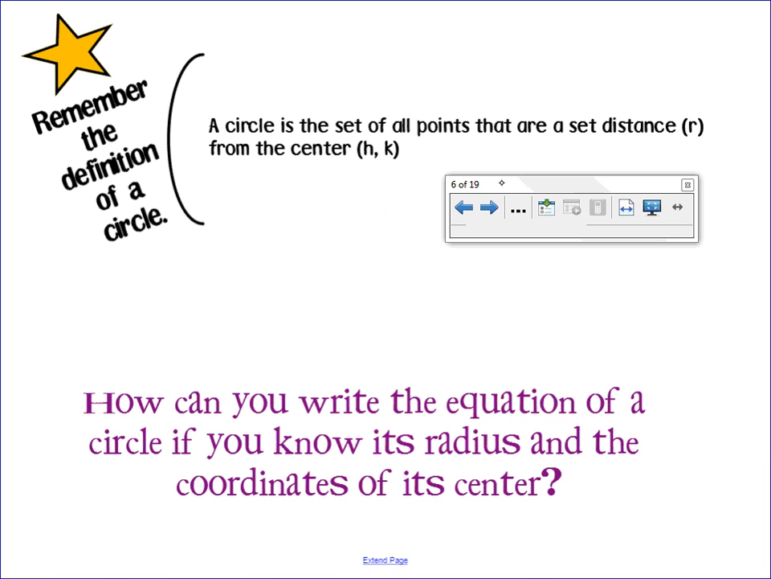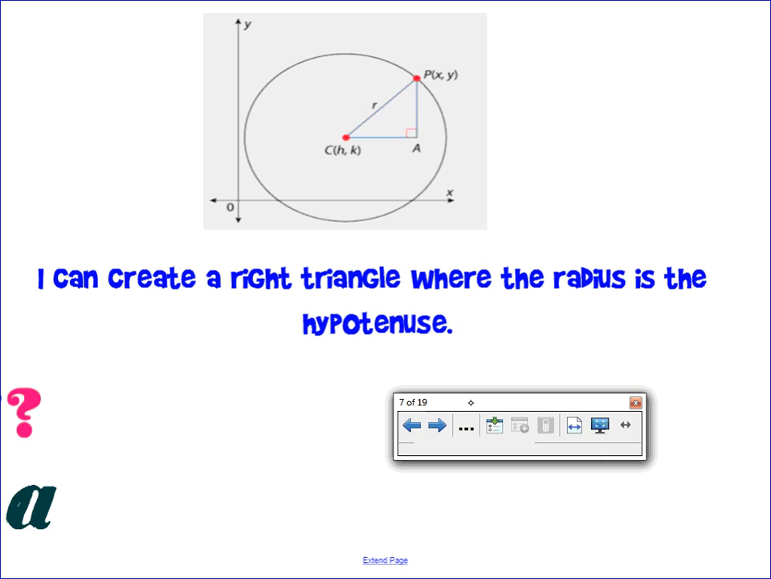So, there's my definition. A circle is a set of all points that are a set distance from the center. Alright. So, those are my two most important parts about making a circle. Those two or three variables, radius and center, are going to be the parts of my equation.